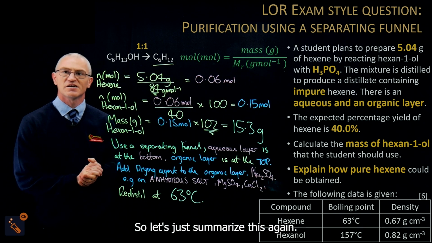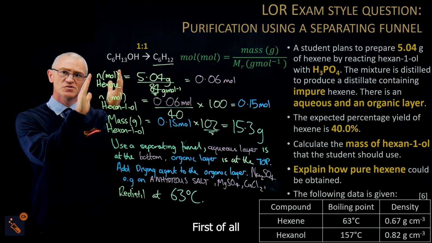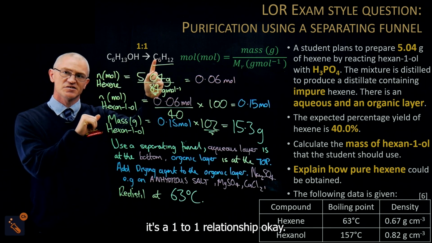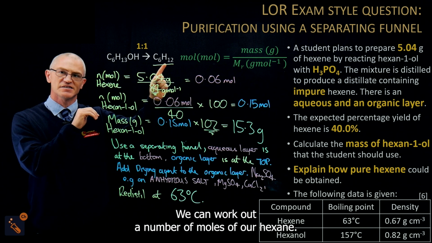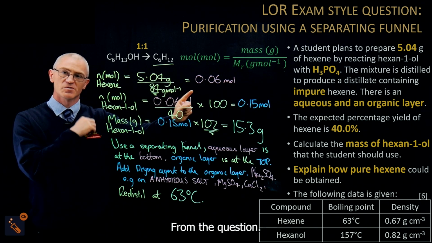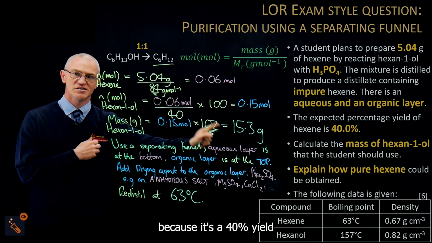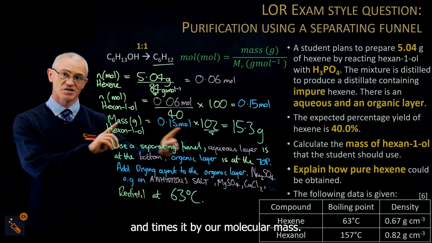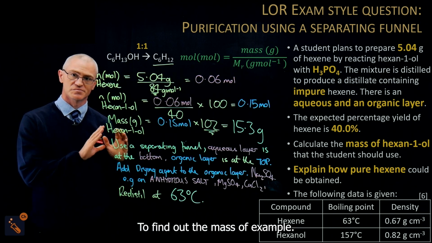So let's just summarise this again. First of all, it's a one-to-one relationship. We can work out our number of moles of our hexene from the question. We then turn that back into 100% because it's a 40% yield, then times it by our molecular mass to find out the mass of hexan-1-ol.